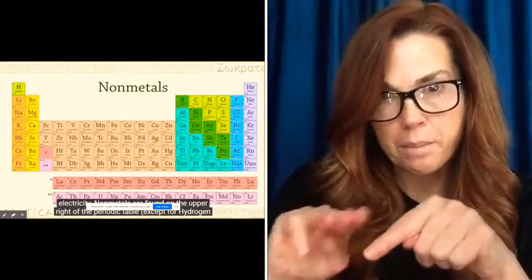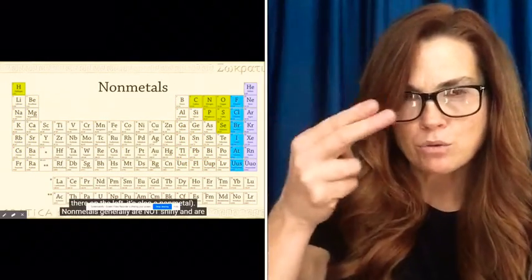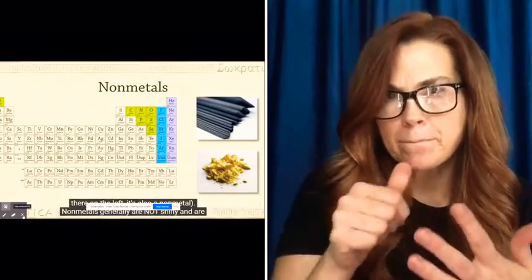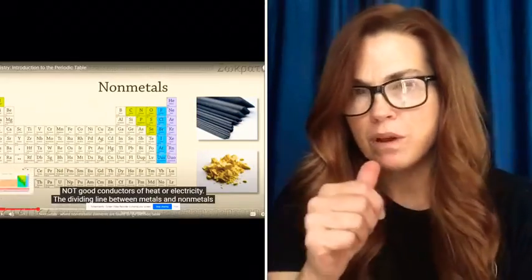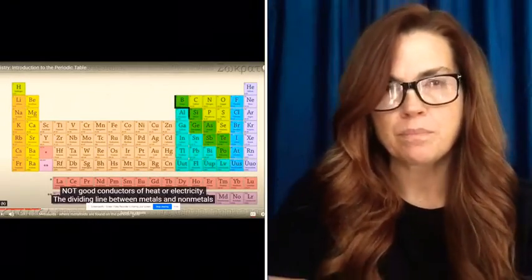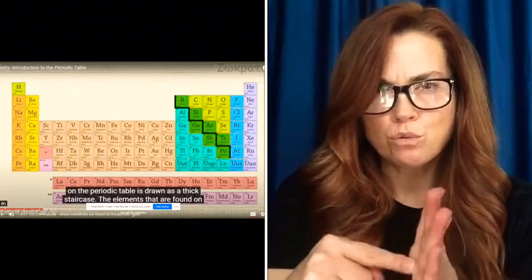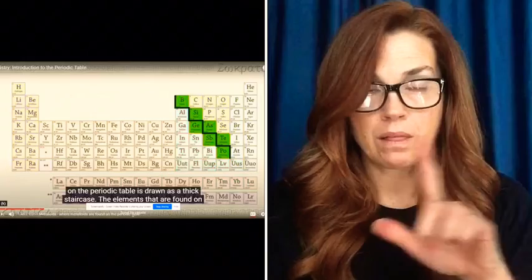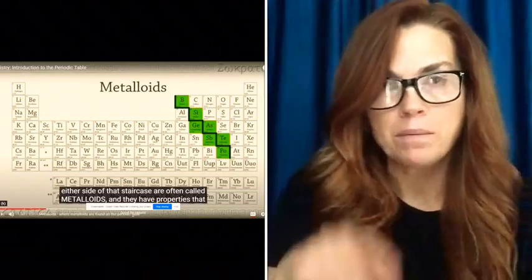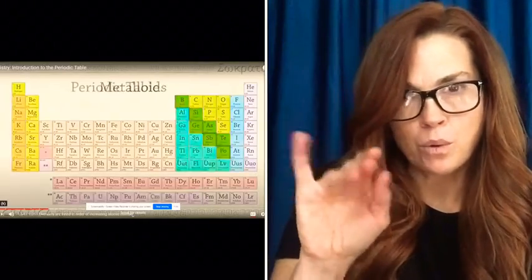Nonmetals are found on the upper right of the periodic table. Except for hydrogen there on the left, it's also a nonmetal. Nonmetals generally are not shiny and are not good conductors of heat or electricity. The dividing line between metals and nonmetals on the periodic table is drawn as a thick staircase. The elements that are found on either side of that staircase are often called metalloids, and they have properties that fall between metals and nonmetals.